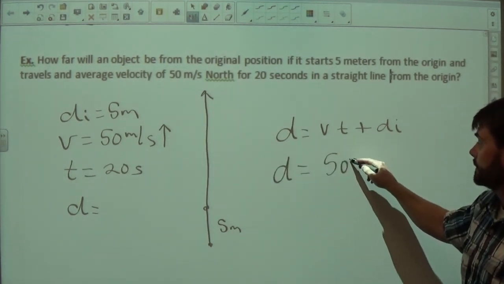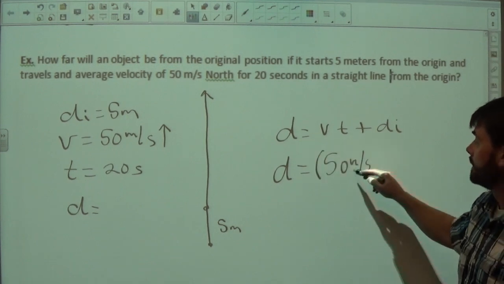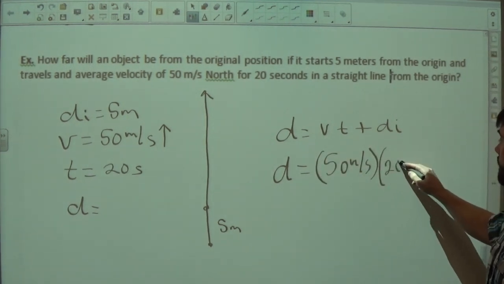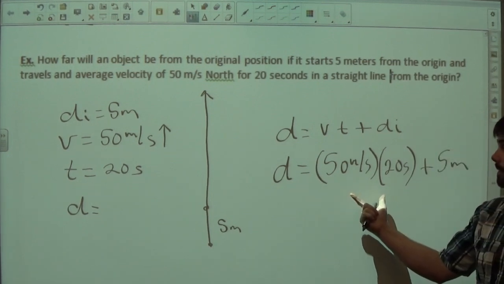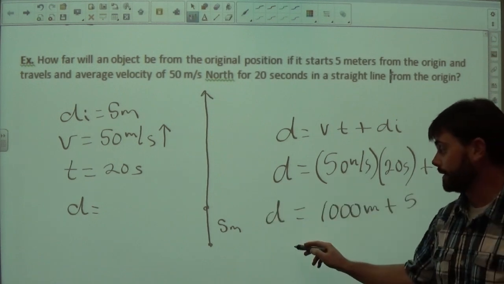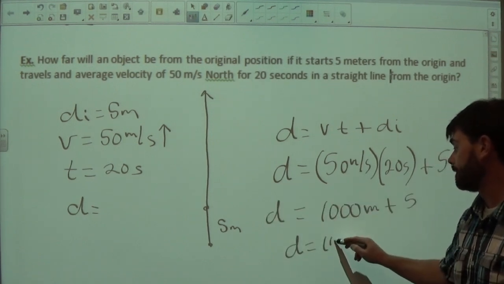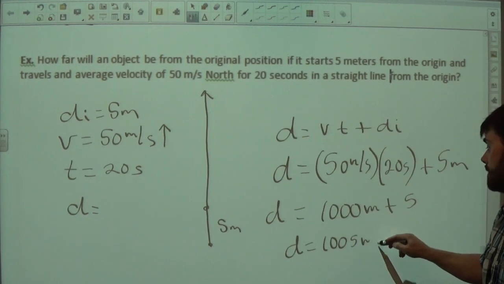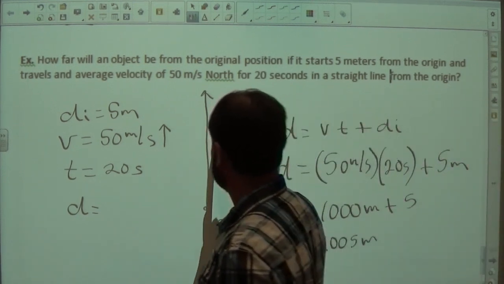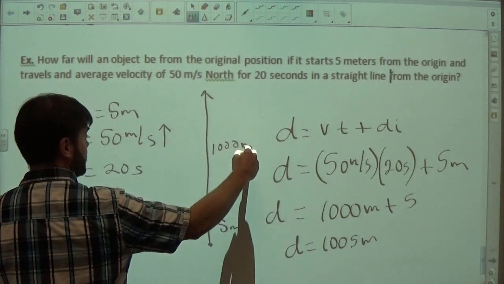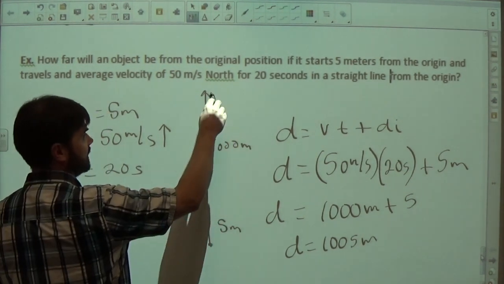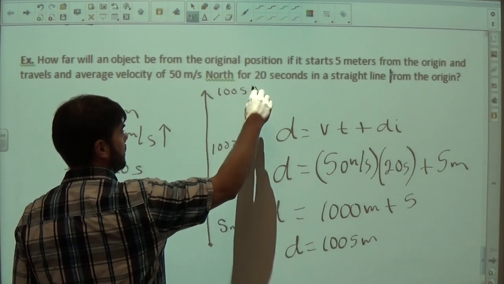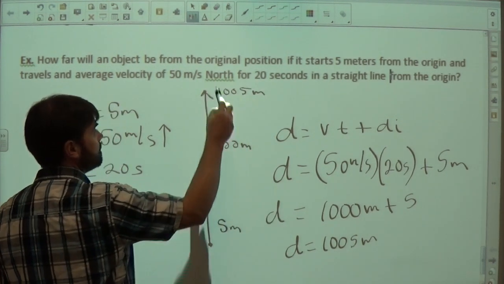Velocity, 50 meters per second, time, 20 seconds. Starting position was equal to 5 meters, so that's already done. So we multiply the 50 by the 20, 1,000, plus 5, 1,005 meters. So that means the additional distance from here to here is a total of 1,000 meters, and our finish point would be 1,005 meters.